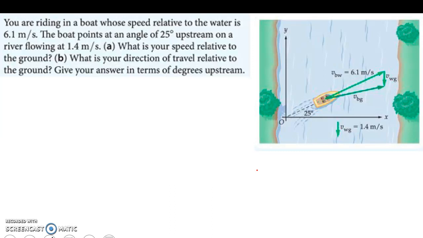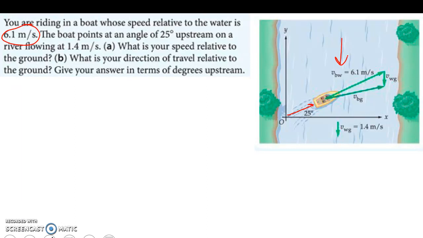So now we're riding on a boat, and this boat is traveling 25 degrees from the horizontal, and the river at a speed of 6.1 meters per second. The river's flowing downstream, so the river's flowing down at 1.4 meters per second. What is your speed relative to the ground? What is your direction of travel relative to the ground? Okay, so we want to talk about terms of degrees upstream.